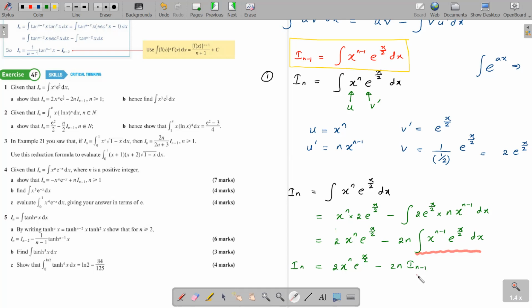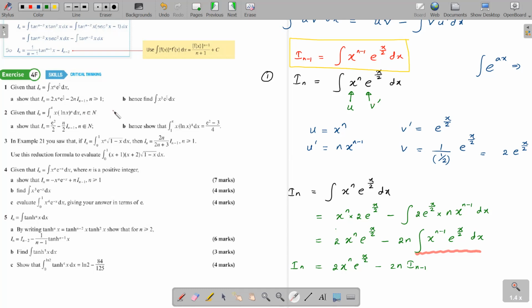So this is the starting point. This is a very basic reduction formula, one of the easiest to start off with. I hope you understood the integration by parts process. Is this clear? Okay, then we'll go to part B also.